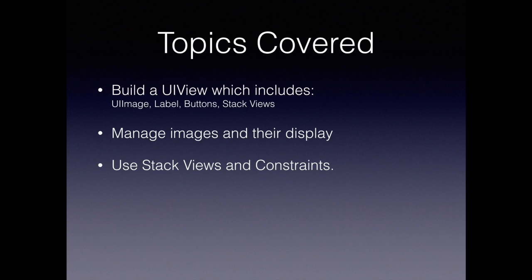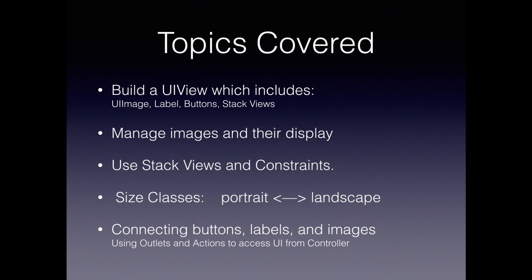We're going to be using stack views and constraints in order to control how the images lay out on the user interface, both in portrait modes and in landscape modes. And for that, we'll use something called size classes. And finally, we'll do a little bit of coding, not very much, when we connect buttons and labels and images using outlets and actions so that the UI can display the correct image and the correct text for the corresponding information.